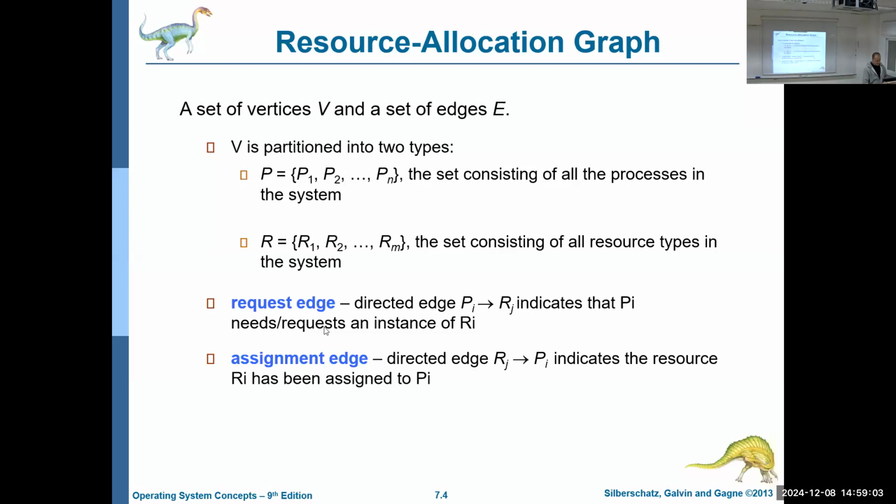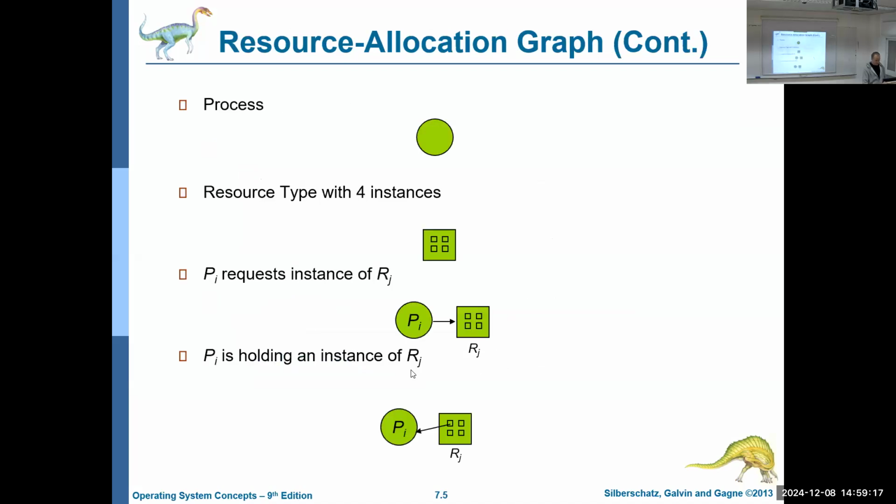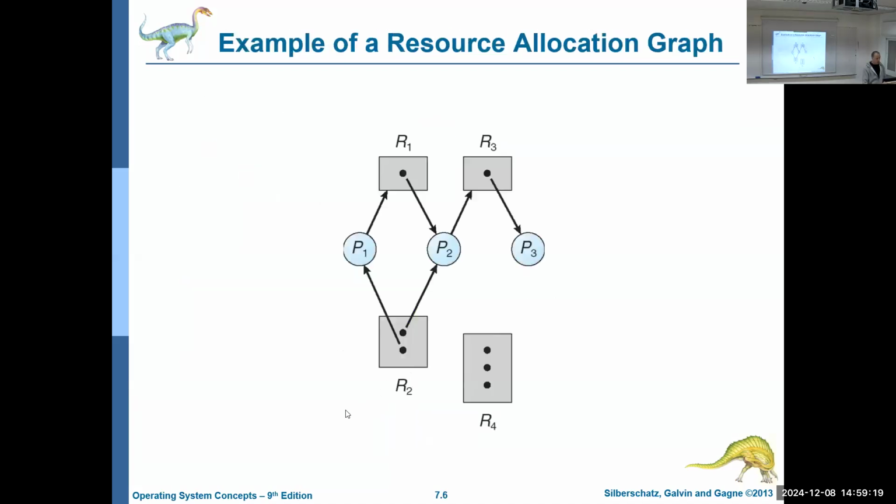Right, so we define this arrow. It's a request edge when P is pointing to the resource; it indicates that P needs or requests the resource. And an assignment edge is in the other direction, when the resource is pointing to the process. That's what we saw already. Okay, so here you have an example of a resource allocation graph where you see these nice little P's, and the question is, of course, is there a deadlock here?